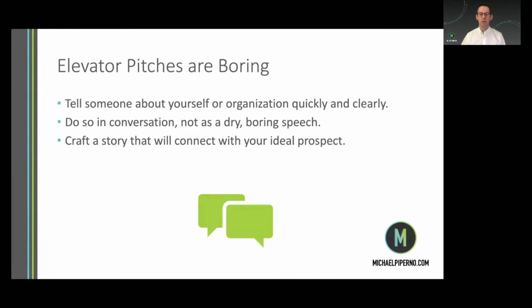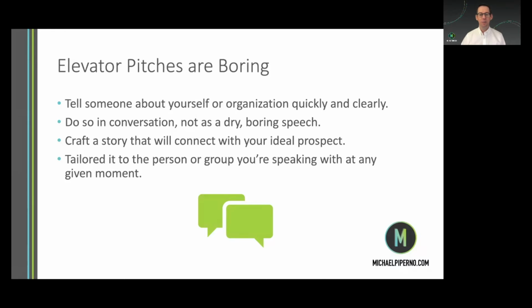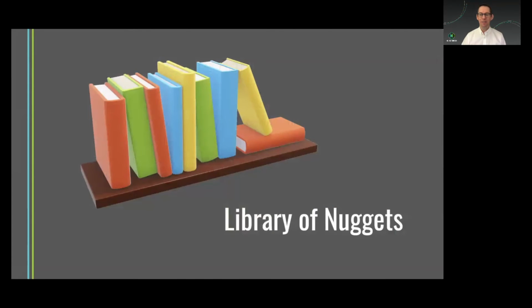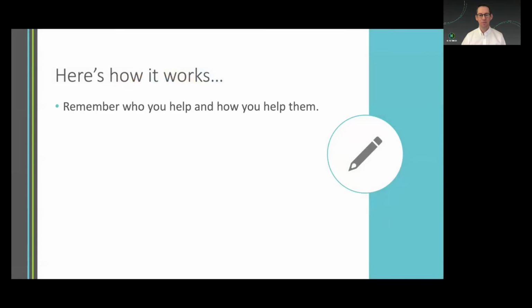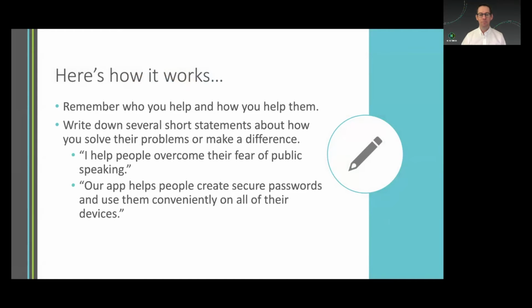So you're going to need to craft a story that's going to connect with your ideal prospect, but at the same time, you want to be able to tailor it to the person you're actually speaking to at any given moment. How do you do that? By preparing what I call our library of nuggets. Here's how it works. Remember who you help and how you help them.